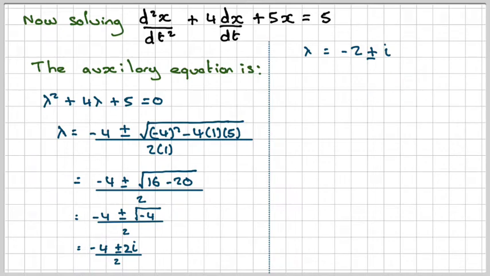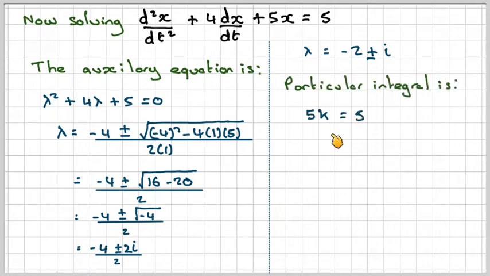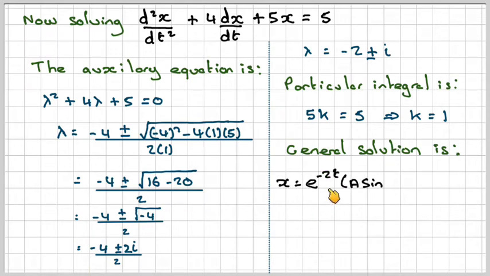Now we have to find a particular integral, so it's quite easy because it's a constant. If we let the constant be k, then we're just going to get 5k is equal to 5, because when we differentiate k, we just get 0. Obviously, differentiate again, we just get 0. So k will be equal to 1. So the general solution to this differential equation is going to be x is equal to e to the minus 2t, a sin t plus b cos t, plus 1.